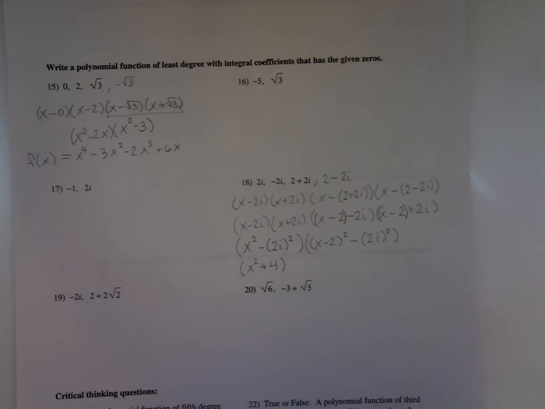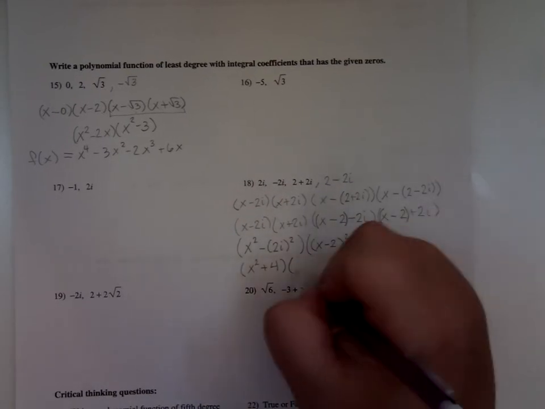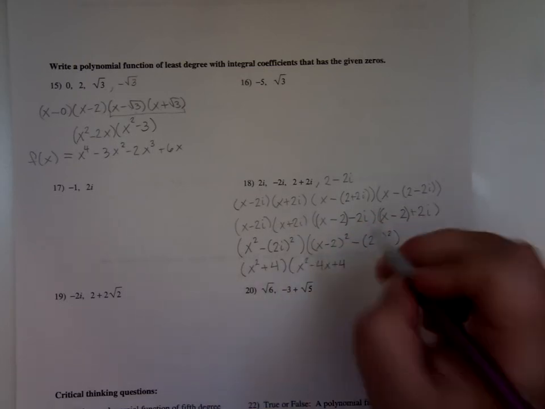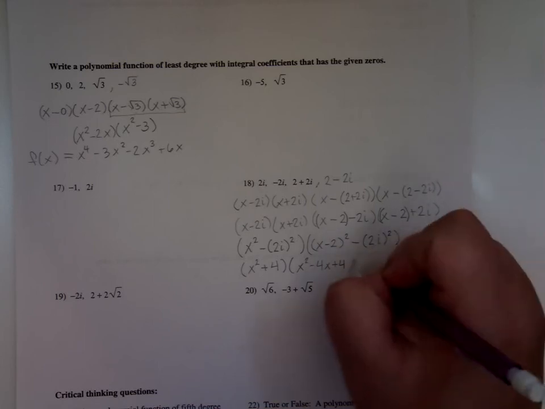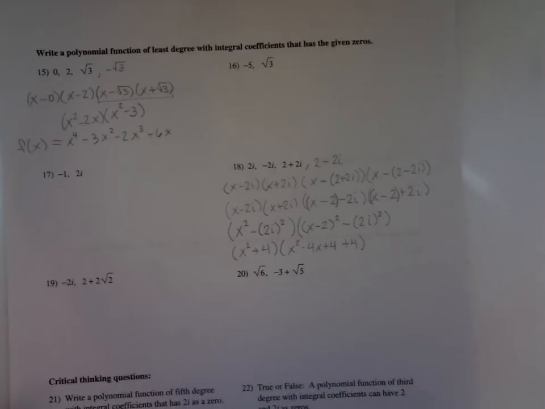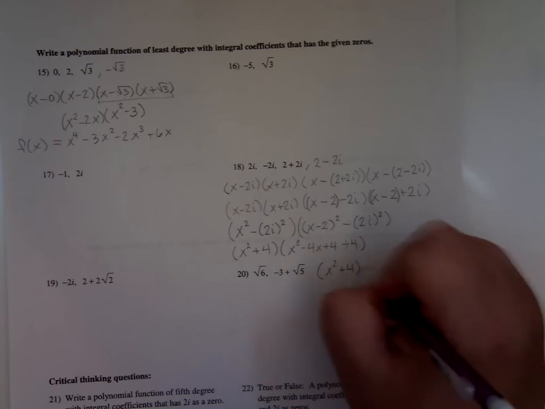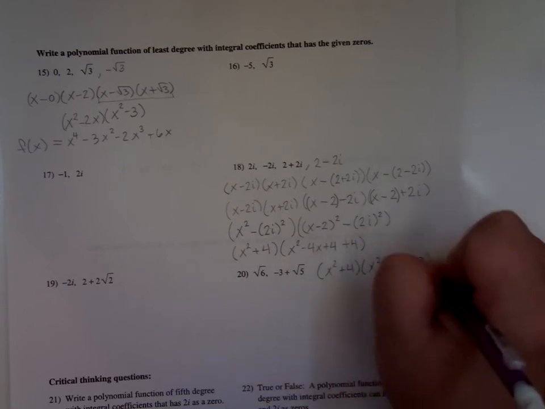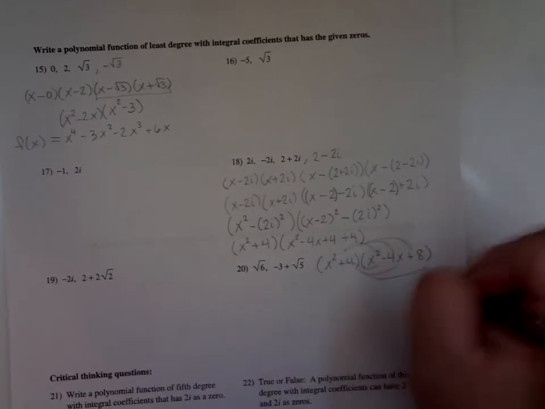And then we've got this thing, which we need to expand, x squared minus 4x plus 4. And then again here, this is going to be minus 4, but with the negative sign out front, it's a plus 4. All right, we're getting there. So we've got x squared plus 4 times x squared minus 4x plus 8. And now we need to multiply all this out. Aren't we so lucky?